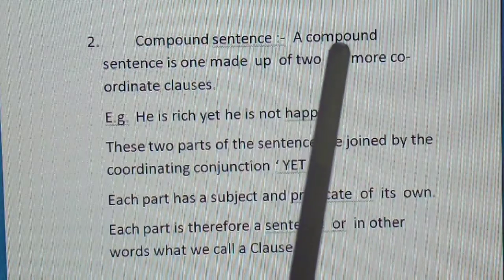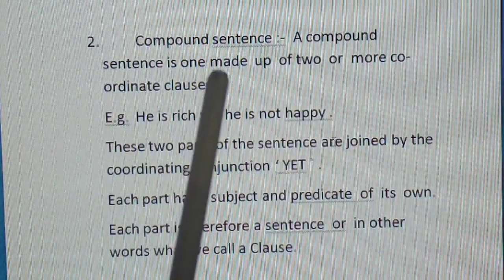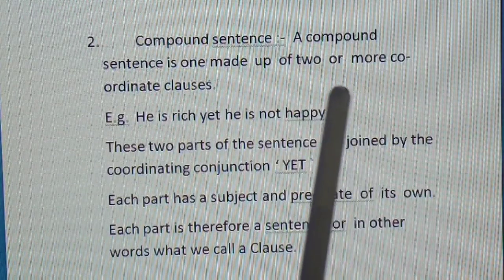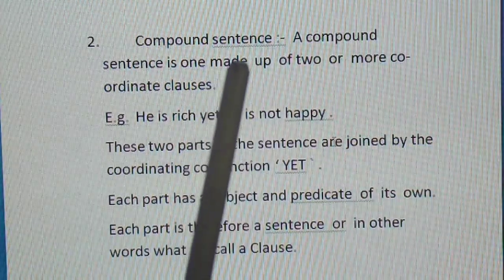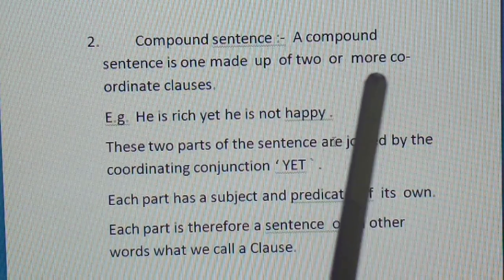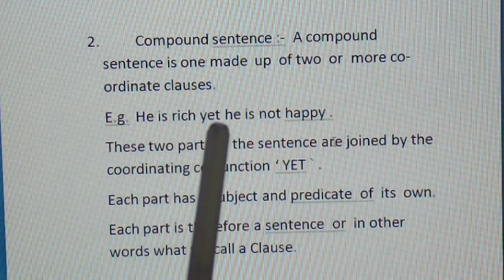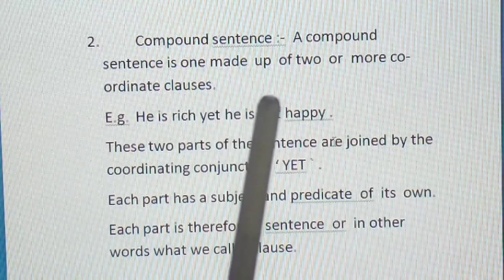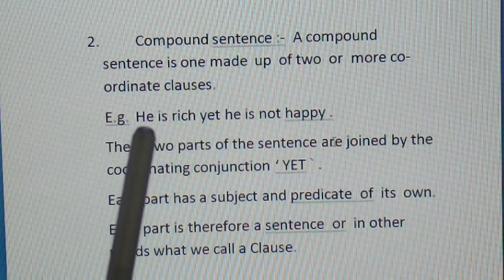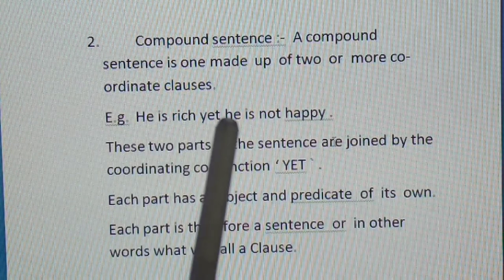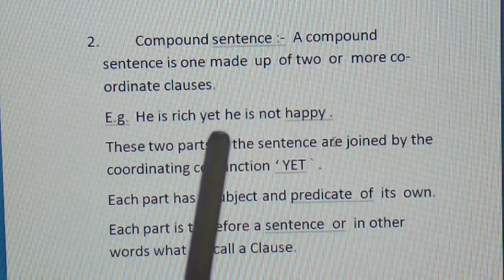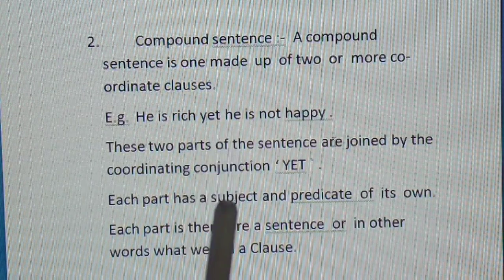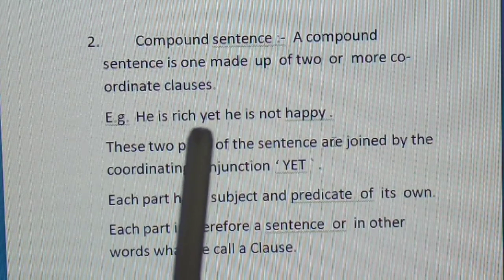Now, compound sentence. A compound sentence is one made up of two or more coordinate clauses. Compound sentence hai kya? Compound sentence wo hai ki made up of two or more coordinate clauses. Jo coordinate clauses se bante hai, that is compound sentence. Here you will find an example. He is rich yet he is not happy, right? Yet is a coordinating conjunction. With the help of coordinating conjunction, these compound sentences can be made.